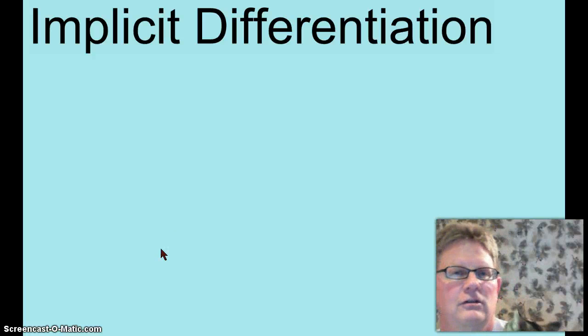Welcome to AP Calculus, Lesson 11, Implicit Differentiation.